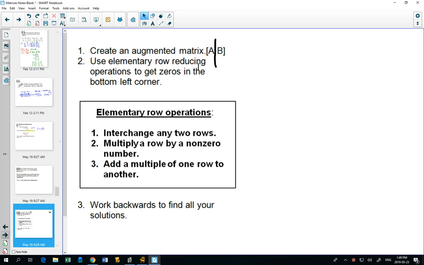You can multiply a row by any non-zero number. Is that true of an equation? If you multiply both sides by 2, is the equation still equal to each other? Yes. And you can add a multiple of one row to a multiple of the other.